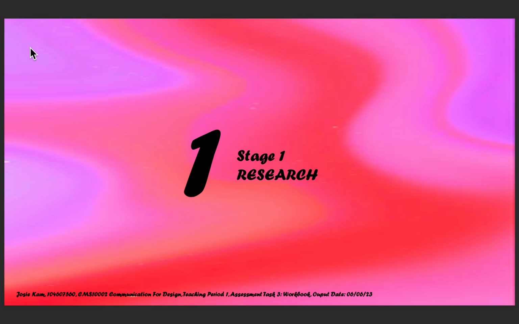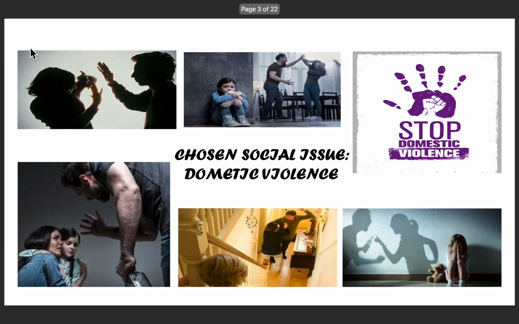For the first stage of the design process, the research stage, I had to choose a social issue. The social issue I chose was domestic violence, as it is an issue that is close with me.